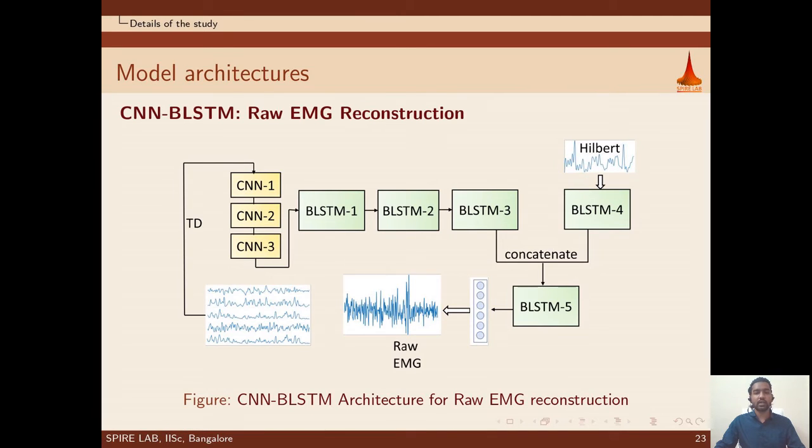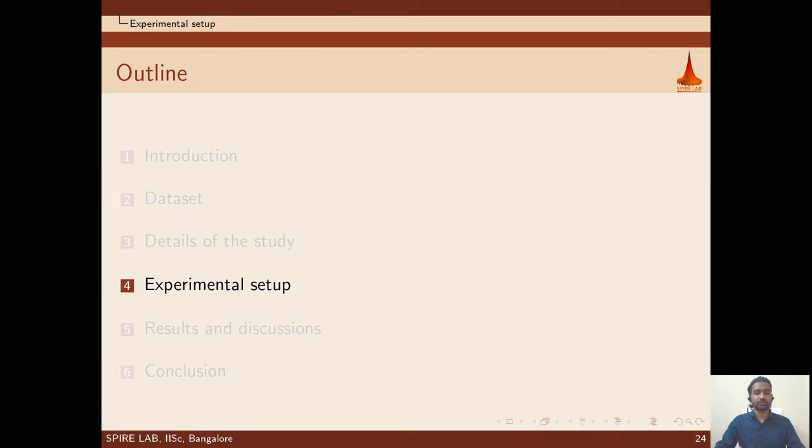Now coming to the model architecture of the raw EMG reconstruction. It is a CNN BLSTM based network. In this, the information from the TD features is extracted using 3 CNN layers followed by 3 BLSTM layers. And the information from the Hilbert feature is extracted using a BLSTM layer, which are then concatenated at a later stage in the network and passed on to a BLSTM layer, which then maps it to the 6-dimensional raw EMG vectors.